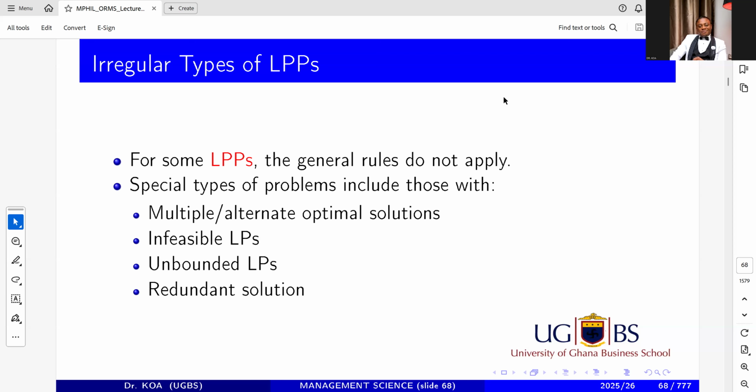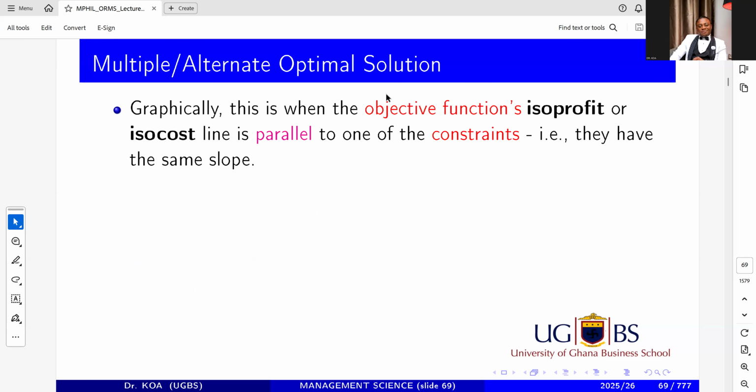And then we also want a situation where the feasible solution area is closed. It's closed. But there are some situations that it's not closed. When I say it's closed, it looks like, and there are 4 different types of these irregular linear programs. We're going to look at them. The first one is multiple optimal solution. Multiple optimal solution happens when the solution to the linear programming problem is many.